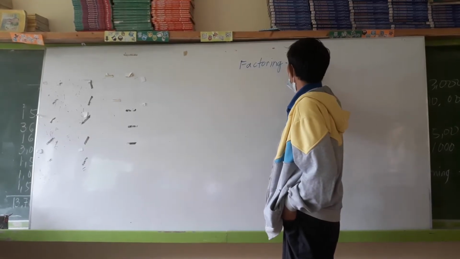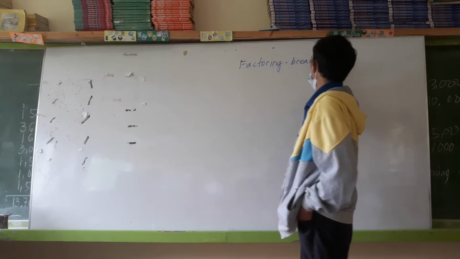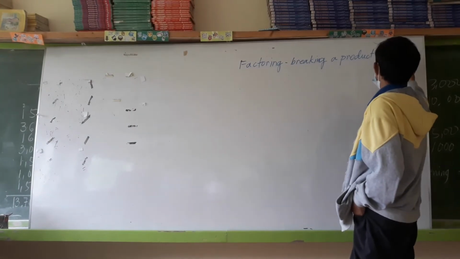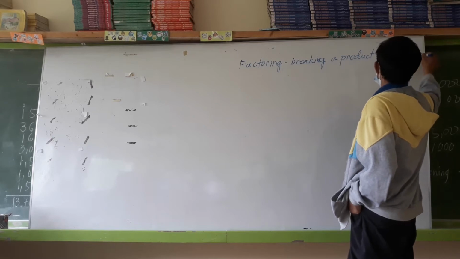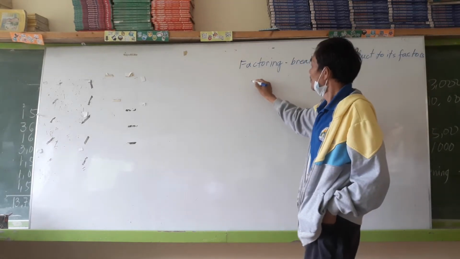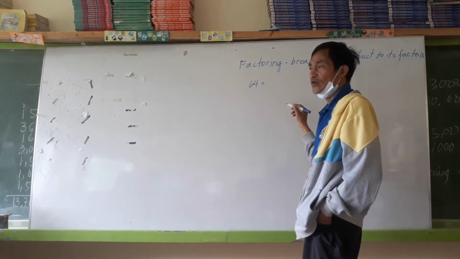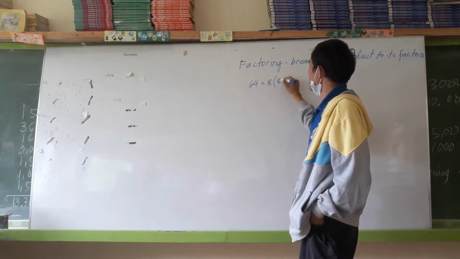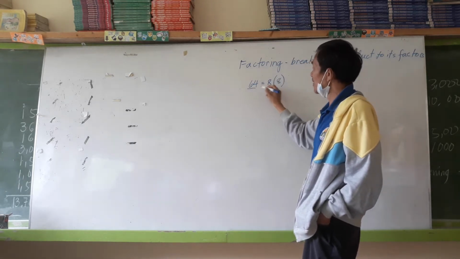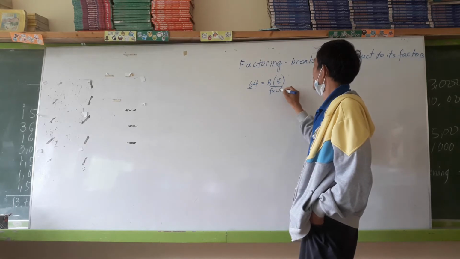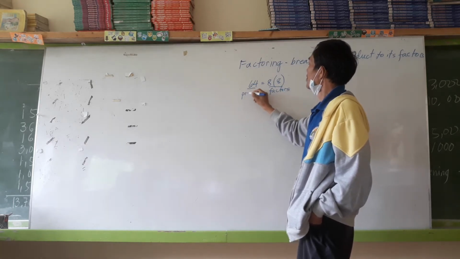So factoring is actually breaking a product into its factors. Okay. Example, we have a product which is 64, and this could be equal to 8 times 8. So 64 is the product. 8 times 8, and 8 are the factors. Okay? So this is the product.